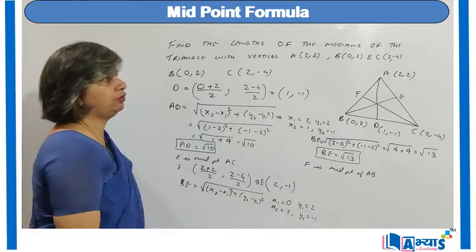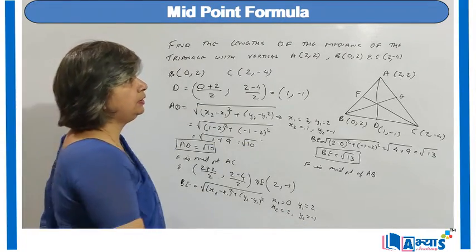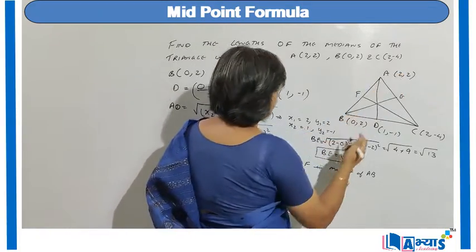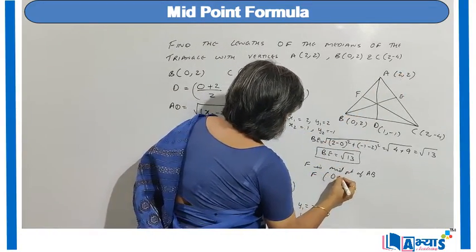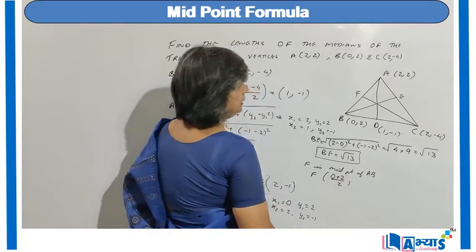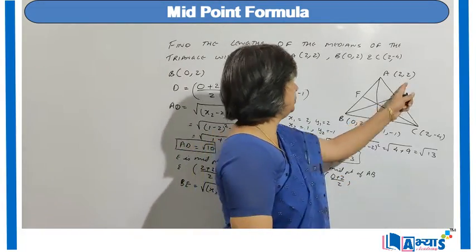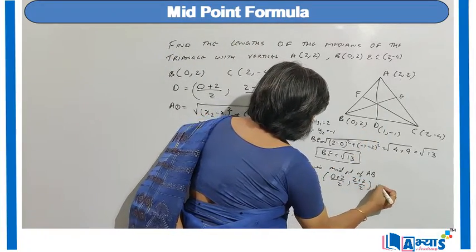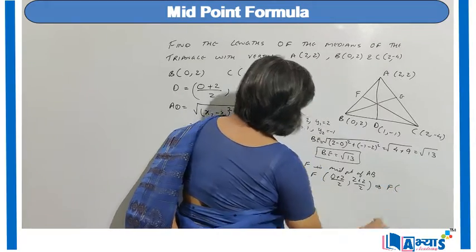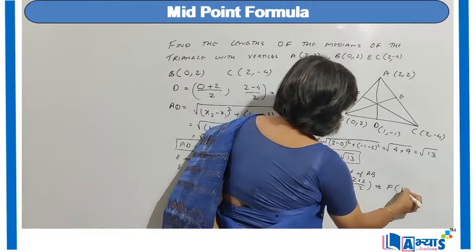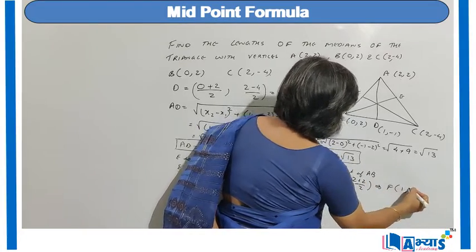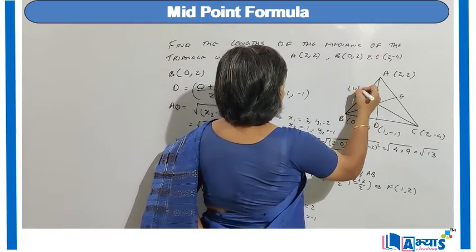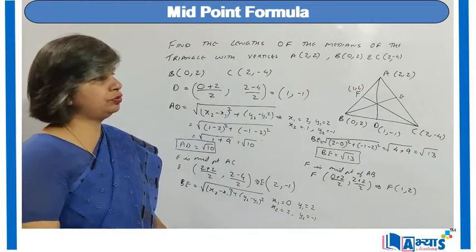Now F is the midpoint of AB, so the coordinates for F will be the sum of the x coordinates of A and B, that is 0 and 2. So the coordinates of F will be 0 plus 2 divided by 2, and then the sum of the y coordinates, that means 2 and 2, that is 2 plus 2 divided by 2. So the coordinates of F will be 1 comma 2 plus 2 is 4 divided by 2, that is 2. Now F has the coordinates 1 comma 2 and C has the coordinates 2 comma minus 4.